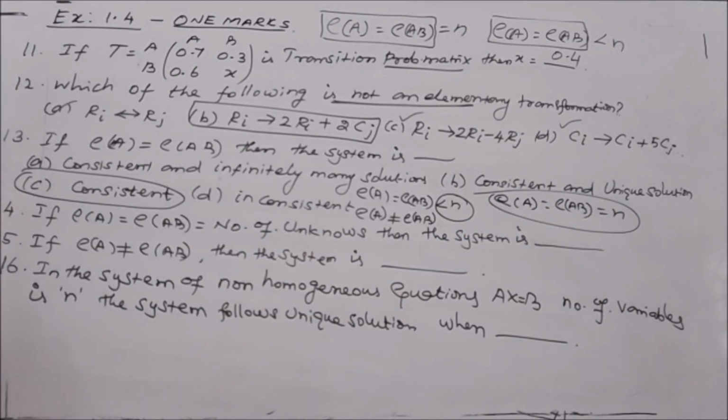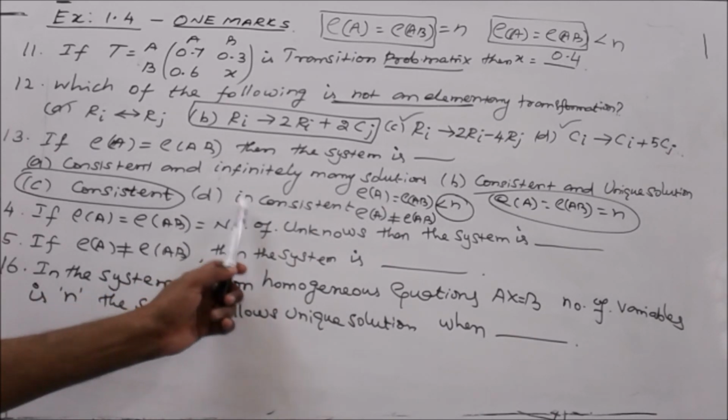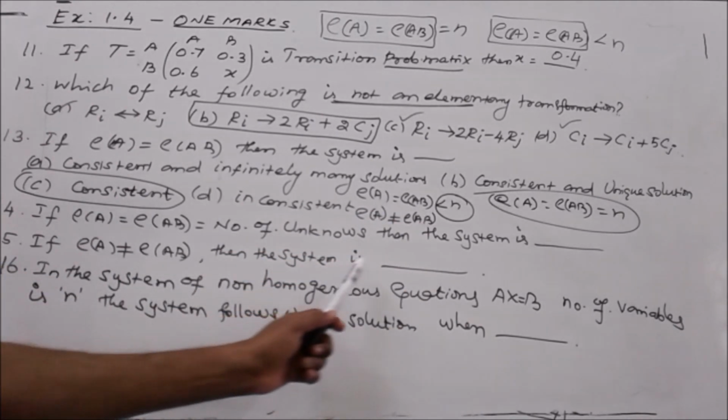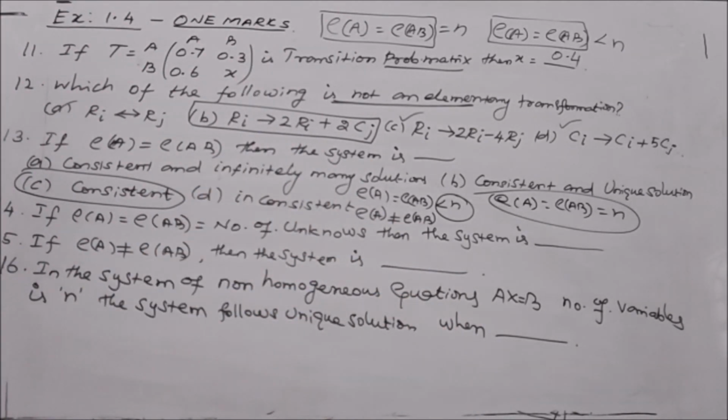And then the 15th one: if rank of A is not equal to rank of AB, then the system is dash. That is the case D discussed here. If rank of A is not equal to rank of AB, the system is inconsistent. Right? It has no solution.